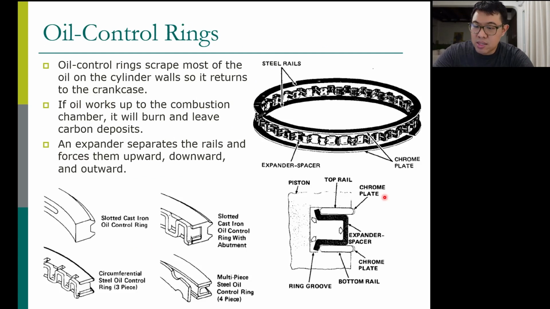The next piston ring is the oil control ring. Its function is to scrape most of the lubricating oil on the cylinder wall so that it returns to the crankcase. During operation, the piston moves up and down. There is lubricating oil around the piston. Now, when the piston moves down, it has to scrape the oil down to the crankcase, or the oil pan under the engine. If you do not scrape the oil down, the oil is going to flow up into the combustion chamber, and you lose oil.